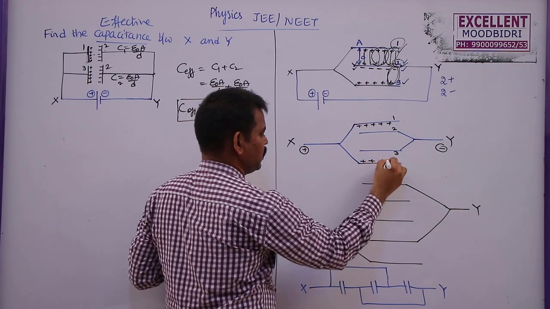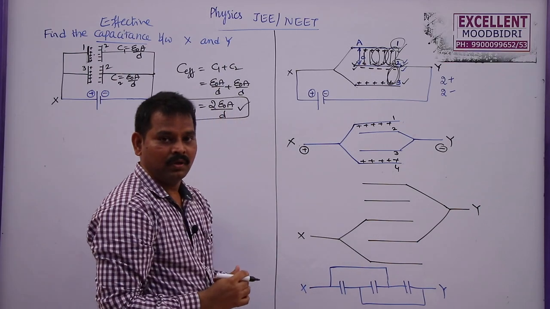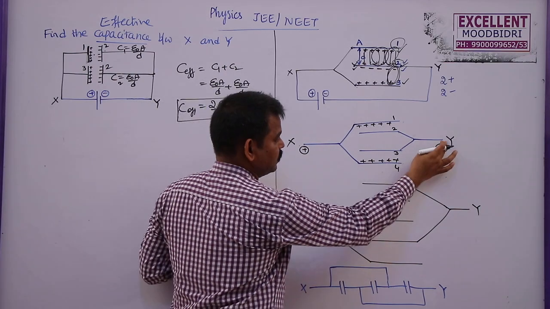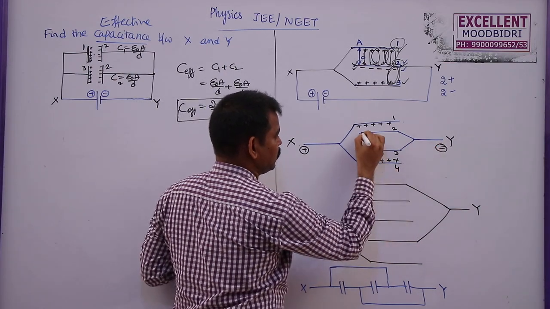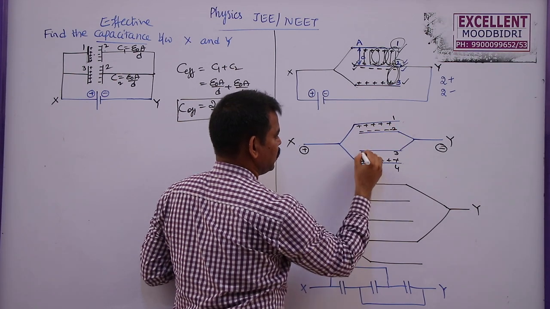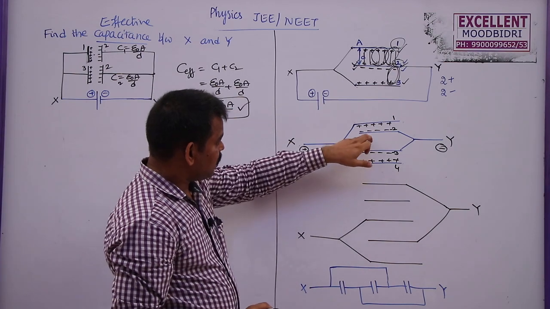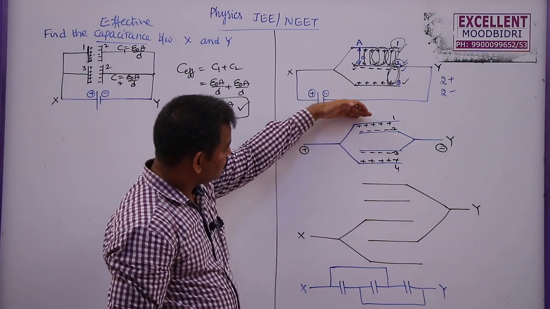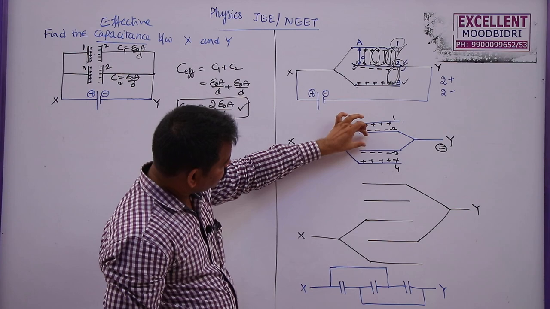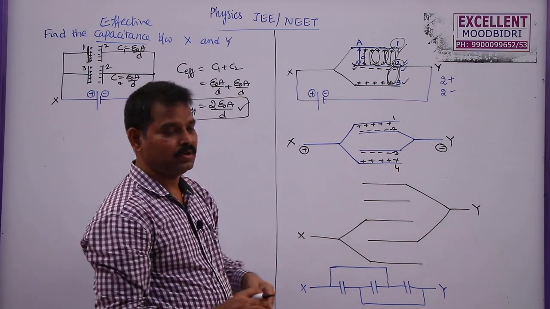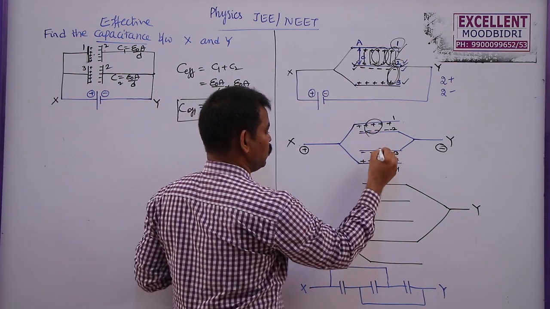This plate also will get positive charge here. Then what about this one? As it is connected to the negative terminal, this will get a negative charge and this will get a negative charge. Remember, these are the outer surfaces. This is the outer surface, this is the outer surface, these two are outer surfaces. No charges will be induced there. So now we have only two capacitors.